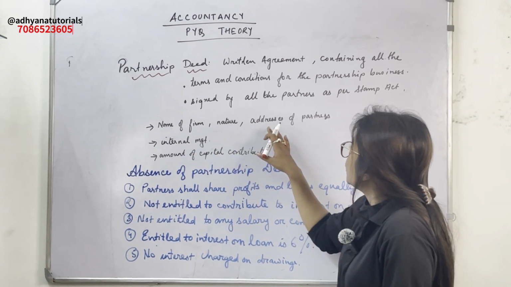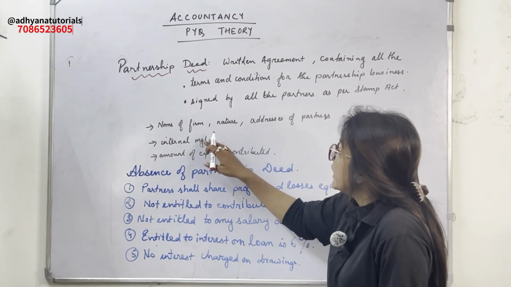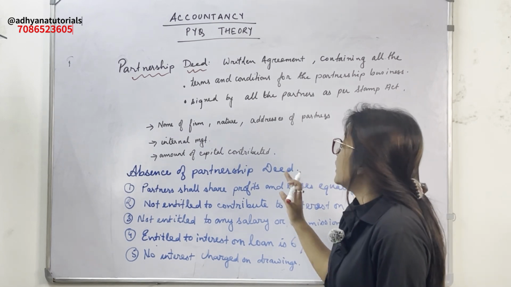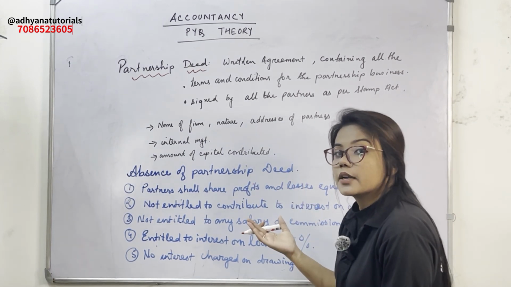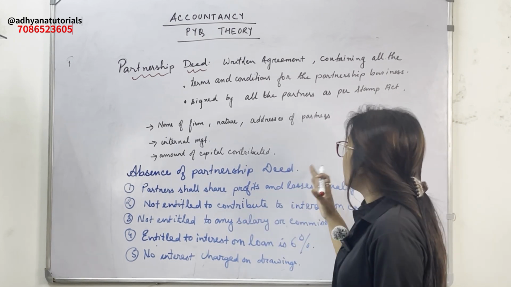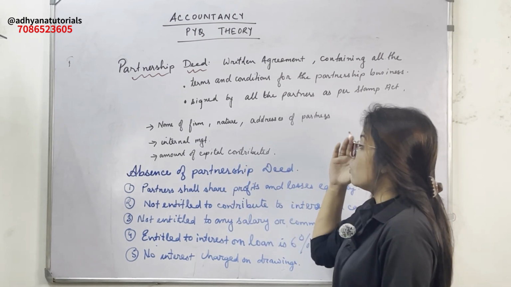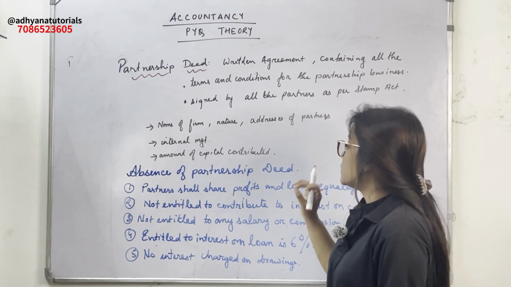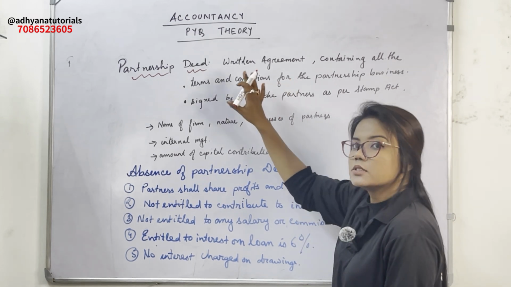name of the firm, nature, then addresses of the partners, internal management कौन देखेगा, then amount of capital contribute कितना करेंगे, फिर the shares, the ratio of the shares, and the ratio in which they are going to share the profits and losses of the business, सब वहां पे लिखा होता है. So it's a written agreement.